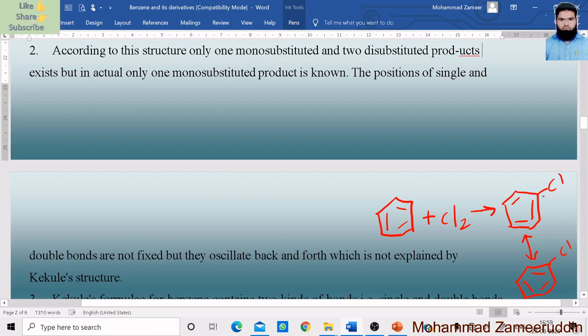So here the chlorine group is attached to the carbon which is connected to the second carbon with a double bond, but here the chlorine atom is attached to the carbon which is connected to the second carbon with a single bond. So this product is also possible and this product is also possible. So it is giving two mono substituted products.